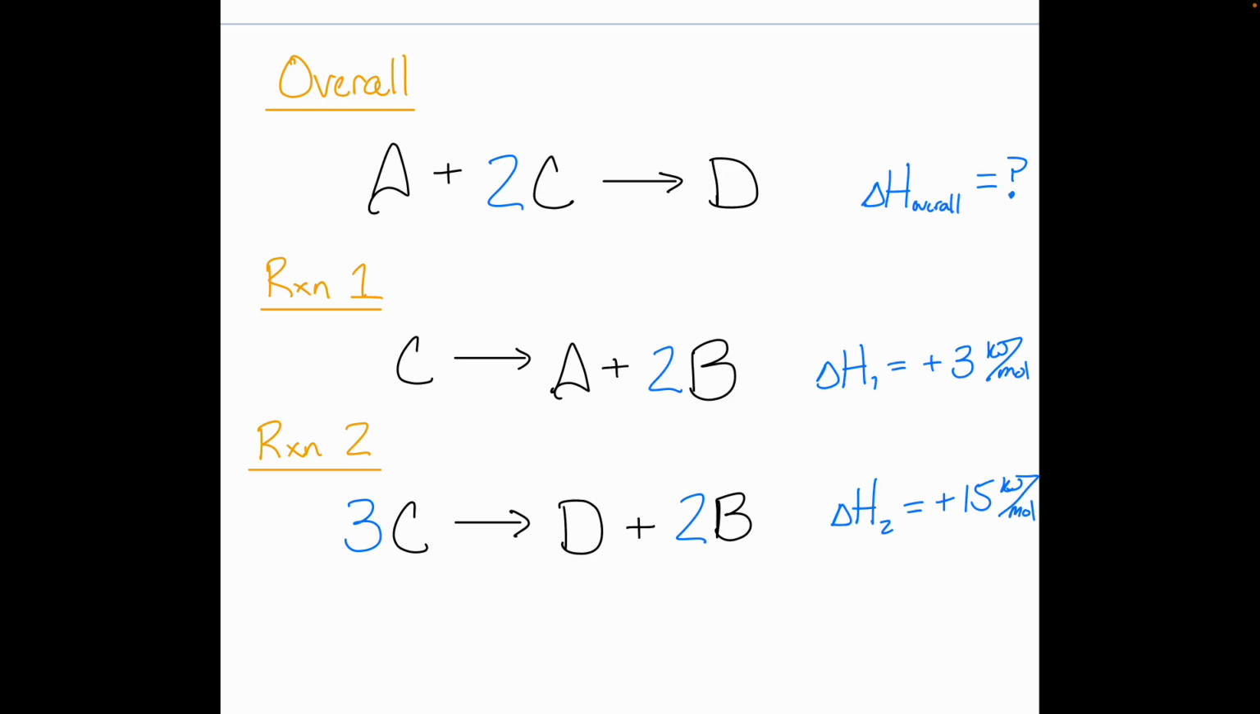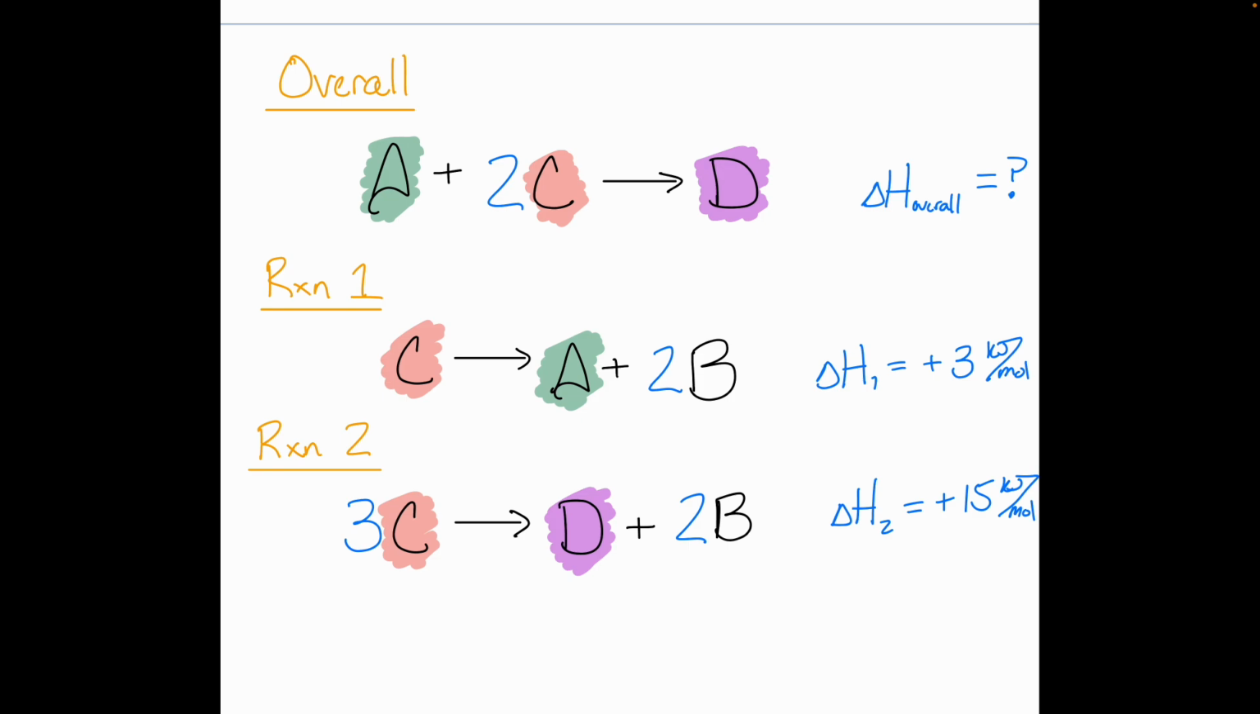All right, so the key here is we have to pay attention to what's going to appear in our overall chemical equation. I'm going to color code to highlight these, so we can see where A, C, and D are in my individual reactions. A, we've got a bunch of C's. And we see these B's are going to have to cancel out in the middle here because they don't appear in my overall chemical equation.